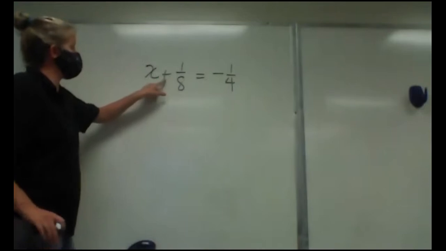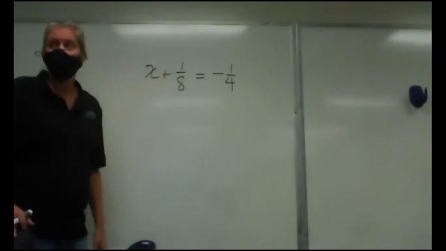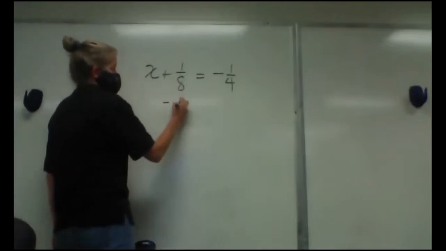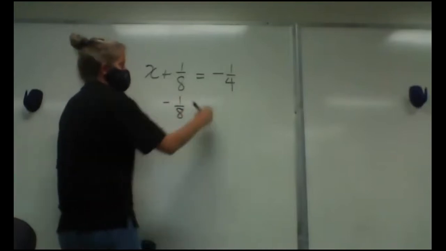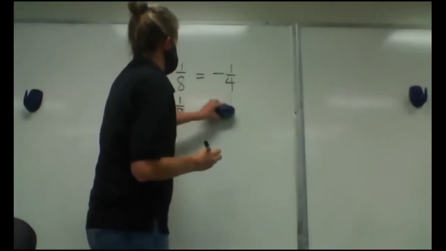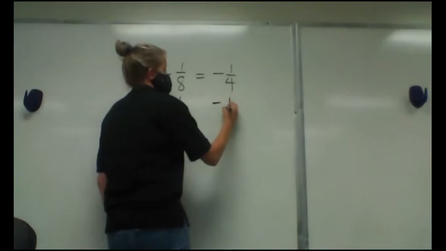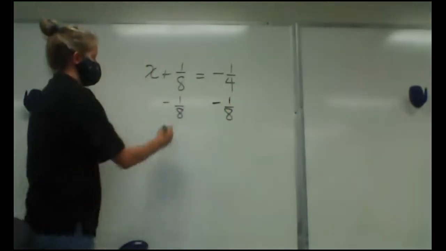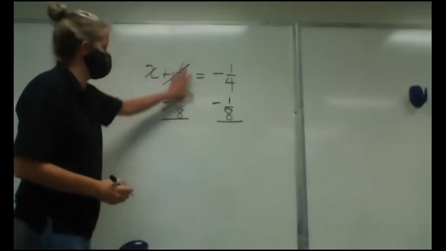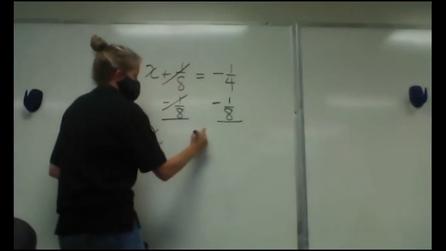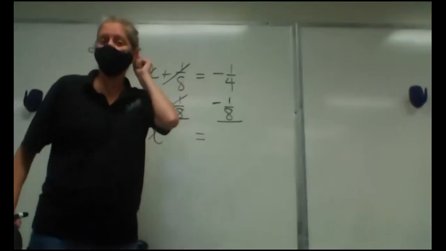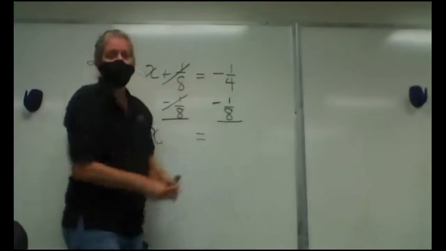So really, all that needs to happen is plus 1/8 needs to go away. How do you make plus 1/8 go away? Minus 1/8. If I do it here, I have to do it here. Minus 1/8. So the plus 1/8 minus 1/8 cancels. That's the easy part. They just knock each other out. X equals. Here's where we run into trouble, right? Nobody likes to add and subtract fractions, especially when they have unlike denominators.